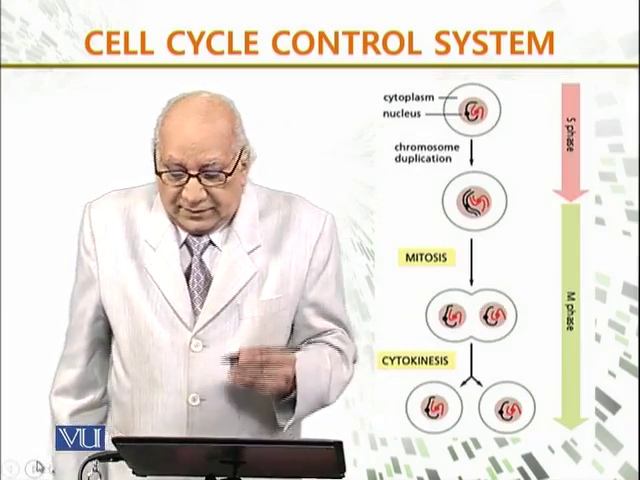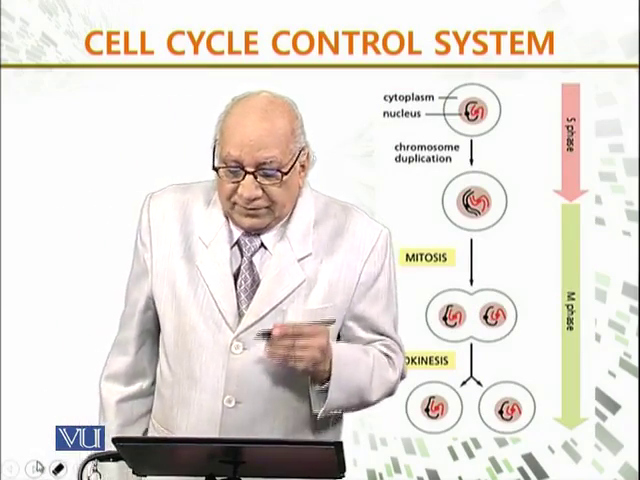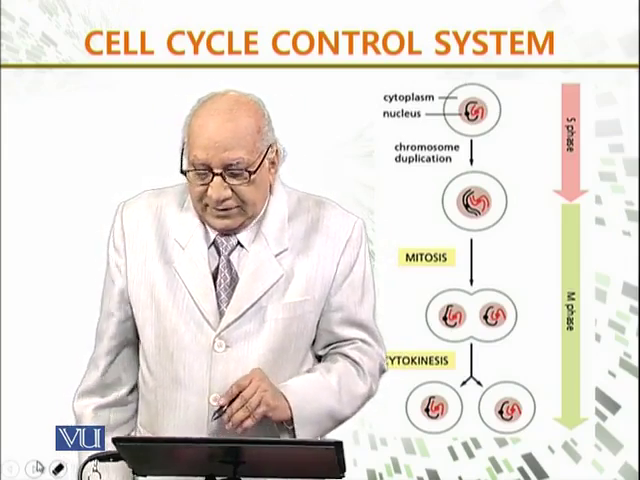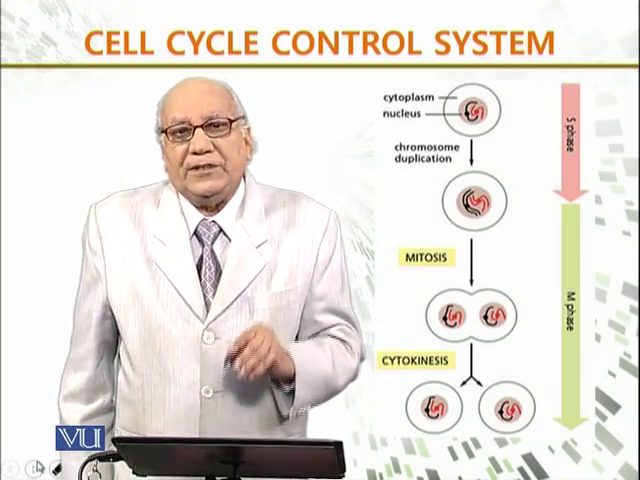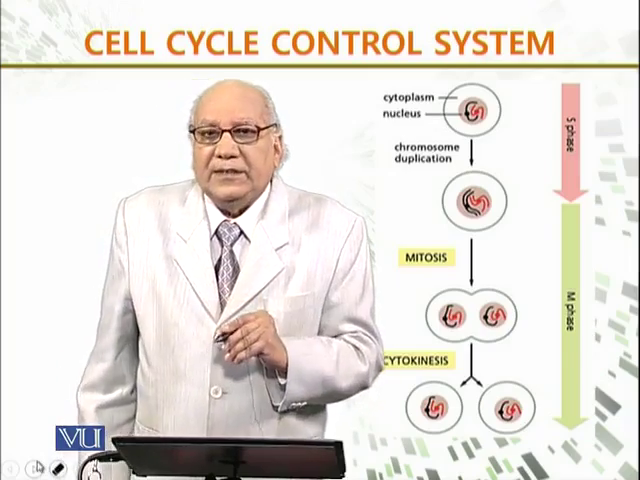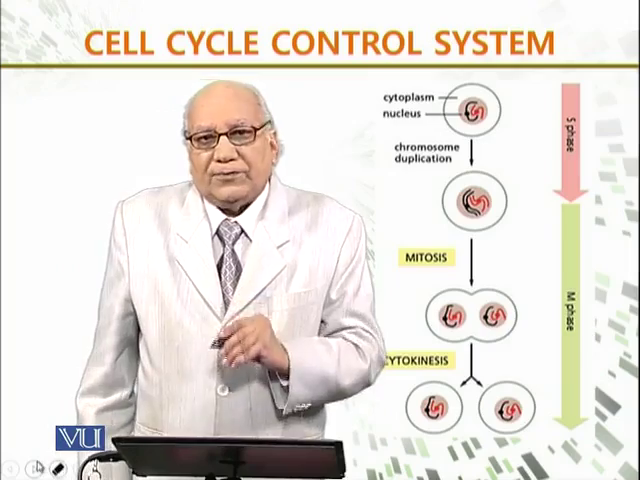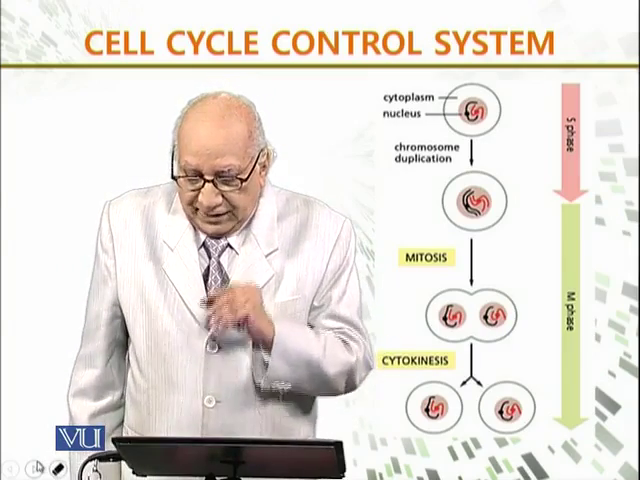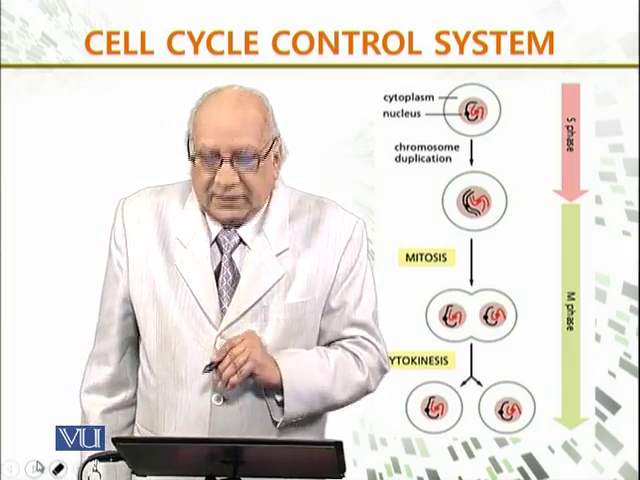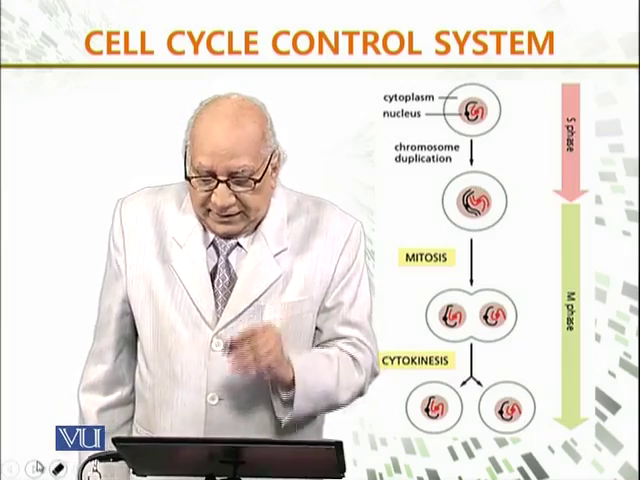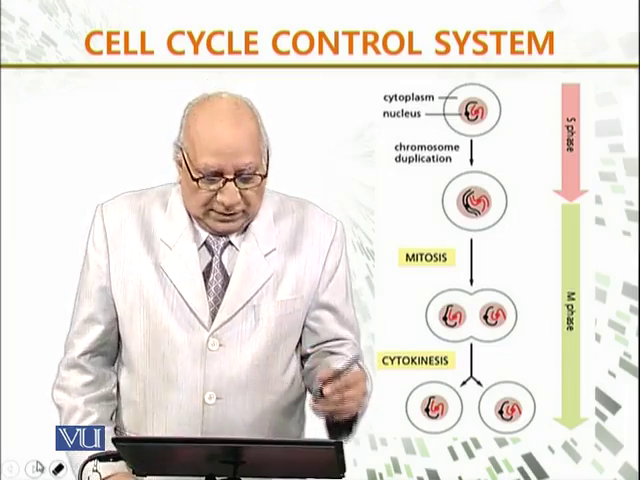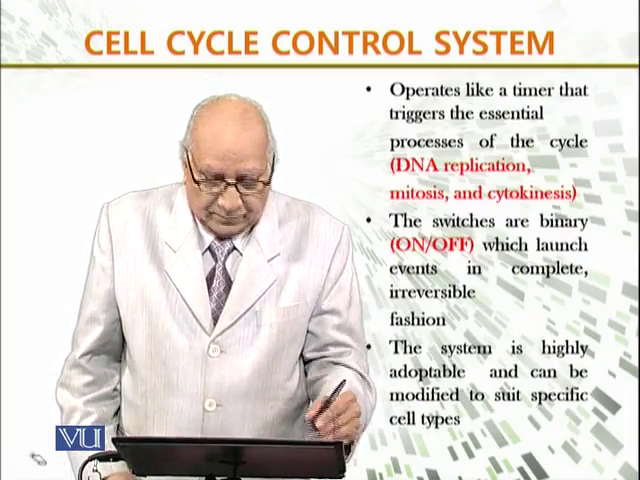Now, there are two phases of a cell control system. One is the S phase, and the second one is the M phase. S phase starts with DNA synthesis, and M phase is the abbreviation of the mitosis phase, where there are two components, mitosis and cytokinesis. In cytokinesis, the cell breaks down into two daughter cells.